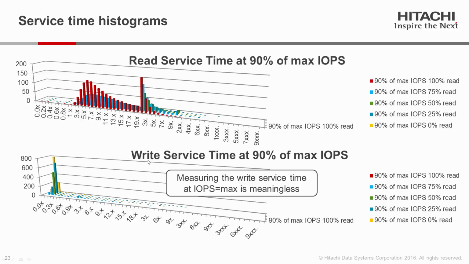So here I'm showing what the write service time is at 90% of the max IOPS. We measure once what the max IOPS is, and then we run at 90% of that, and then we show you here what the resulting service time distribution was. And even at 90% of the max IOPS, you can see that pretty much all of the IOs finish in a small fraction of a millisecond.